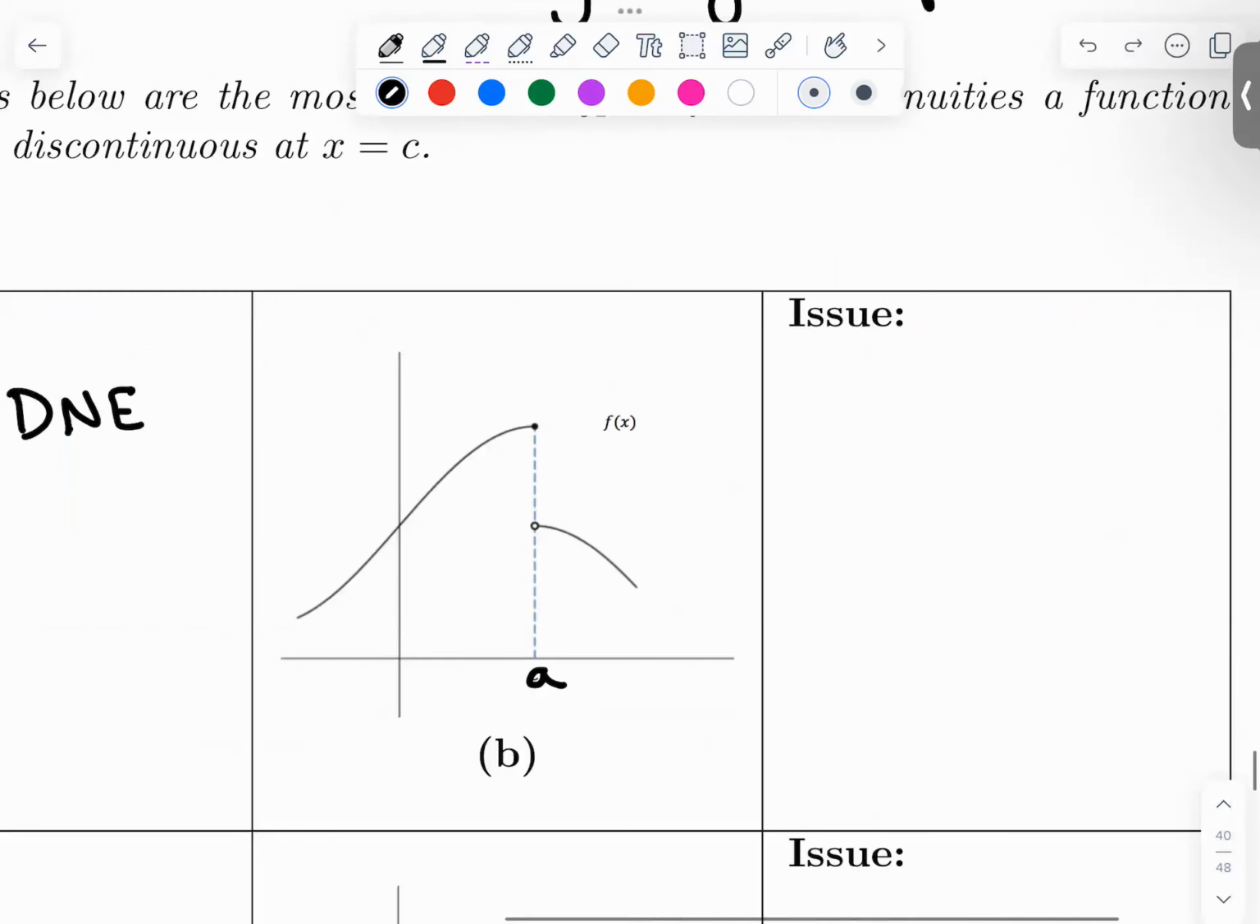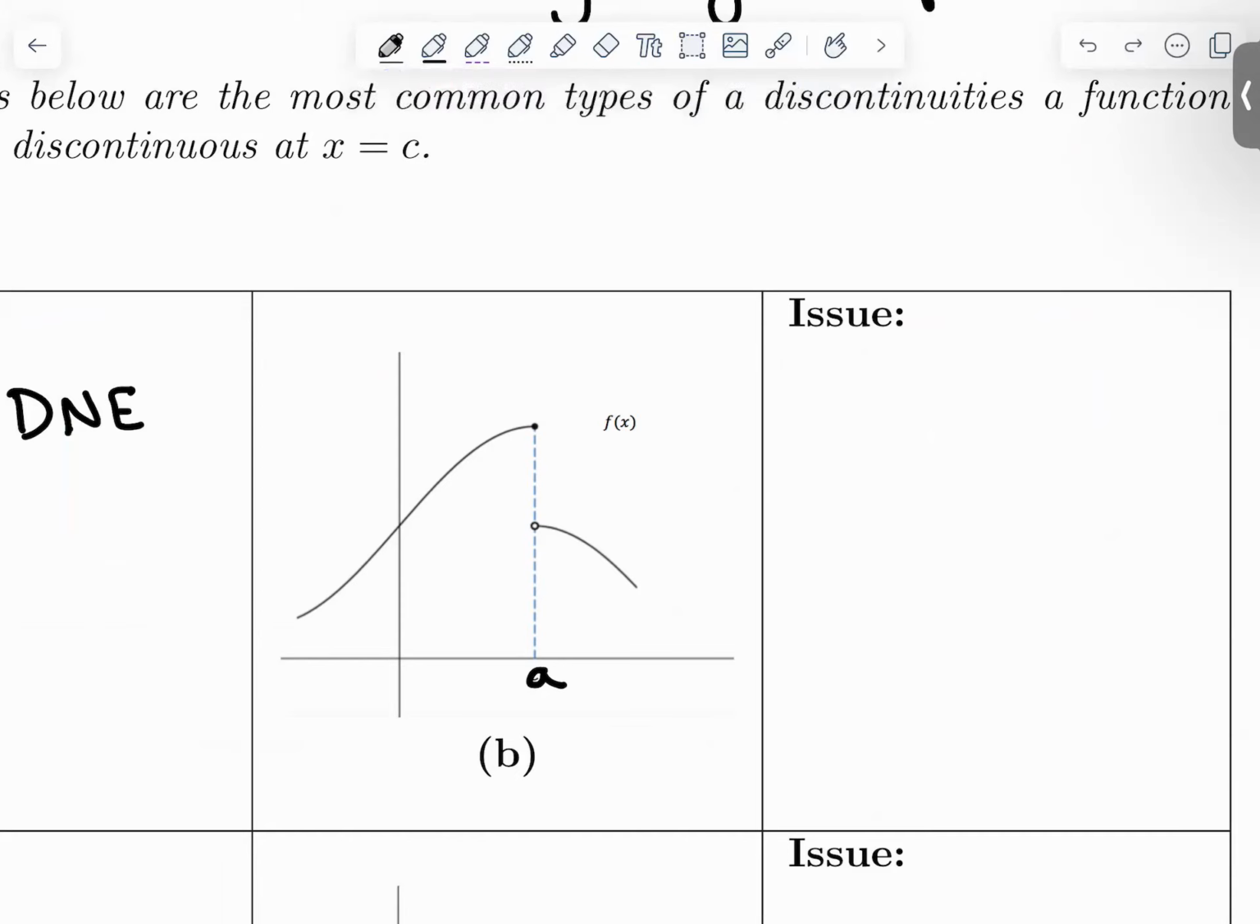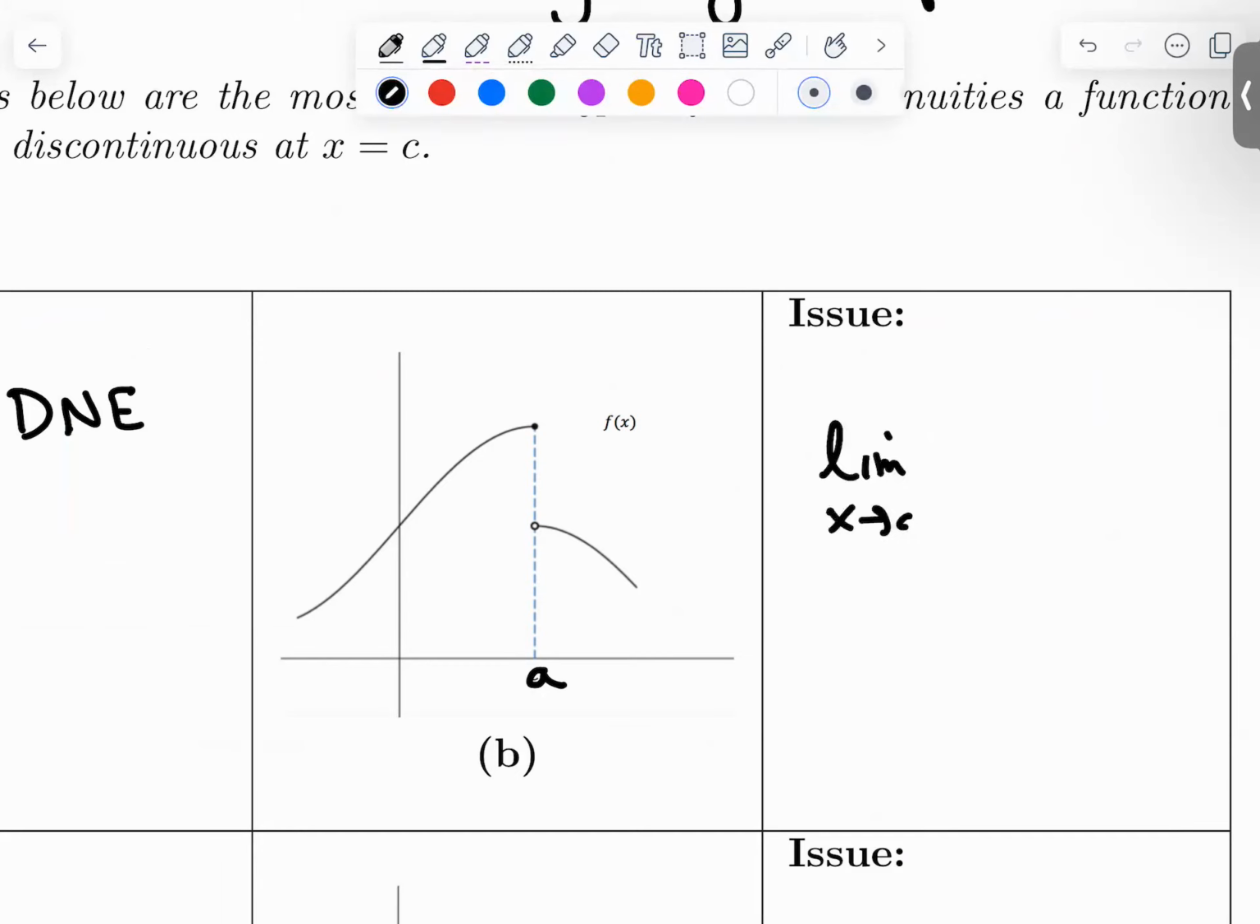The next one here, what condition is being broken? The limit does not exist. Very good. The limit as x approaches a of f of x does not exist, because one side of the limit is going to a number, like the left-hand limit is going to a larger number than the right-hand limit.